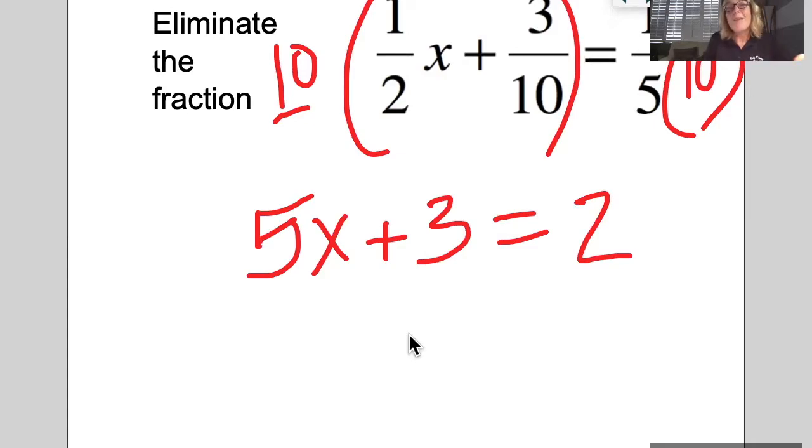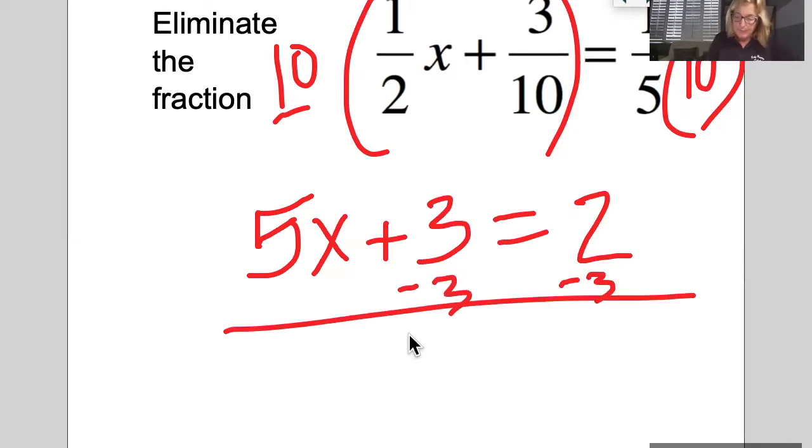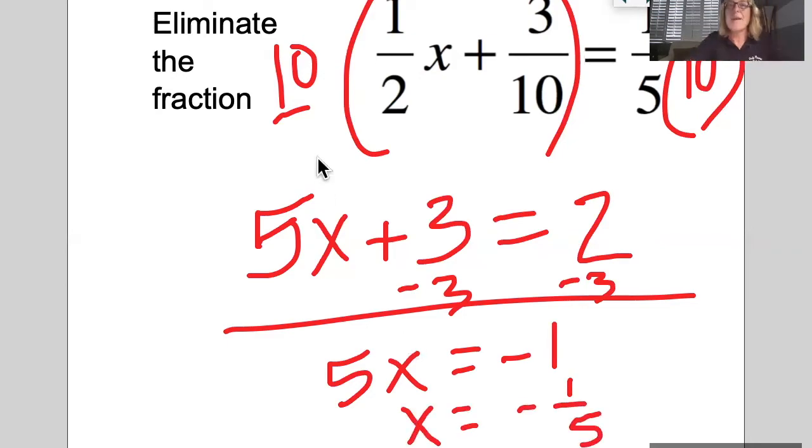And so now we have a simple equation where we just want to isolate the x to solve for it. So we subtract 3 from both sides, and we have 5x is equal to -1. Divide both sides by 5, x is equal to -1/5.